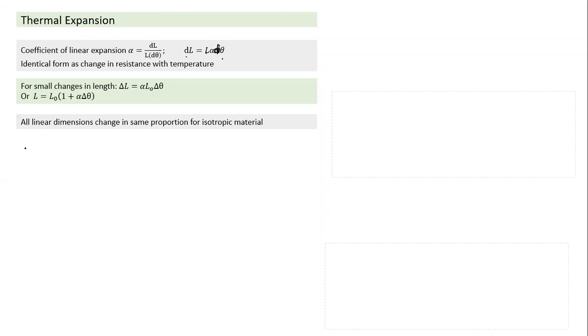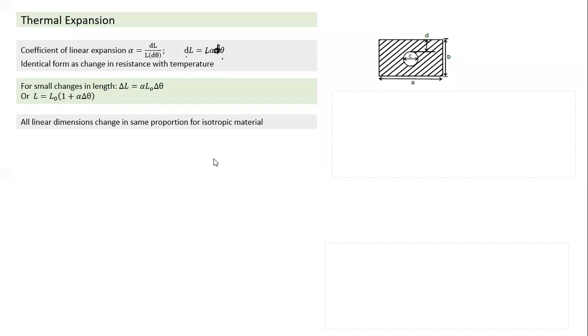But in the case of an isotropic material, what is an isotropic material? One whose properties are the same in all directions. So for any object which is heated, it is not only a wire with a linear dimension; if you have a plate or a block, all linear dimensions change in the same proportion. The change in length may be different, but the fractional change is the same.